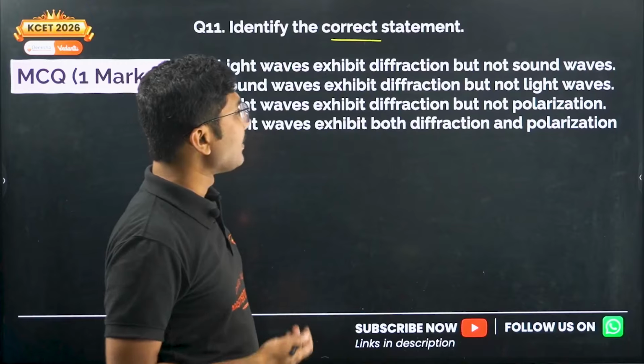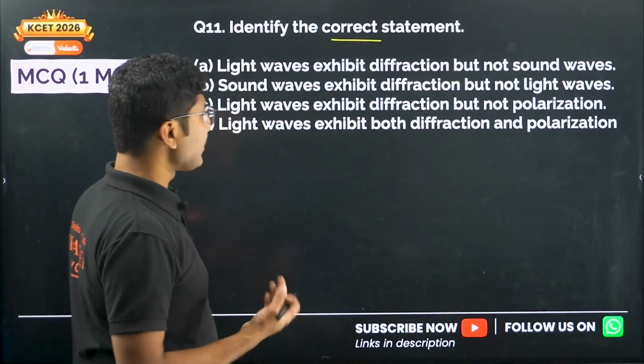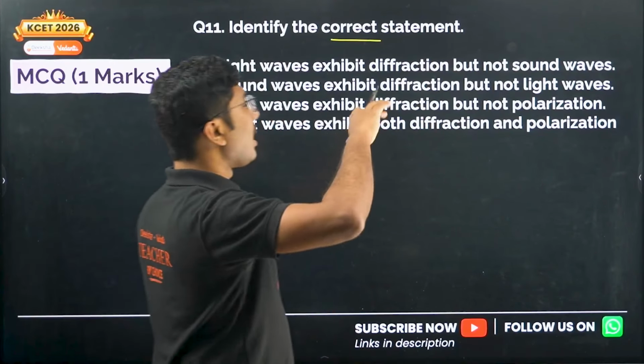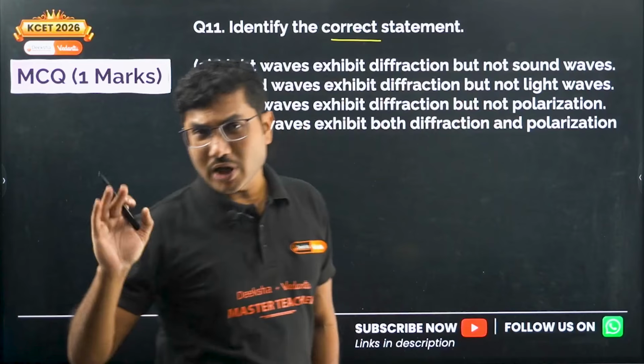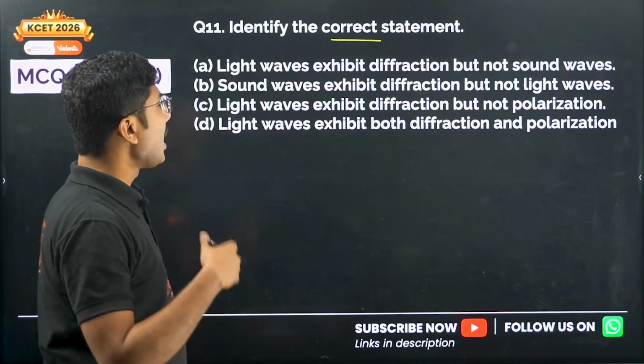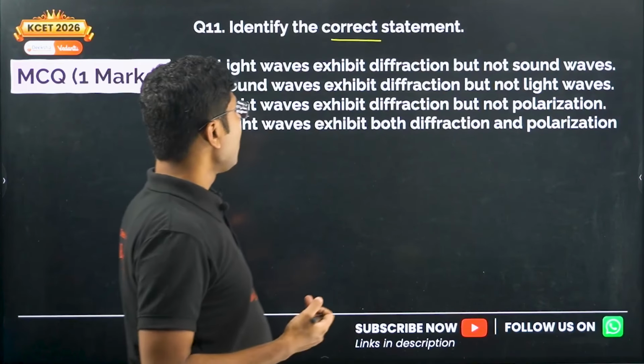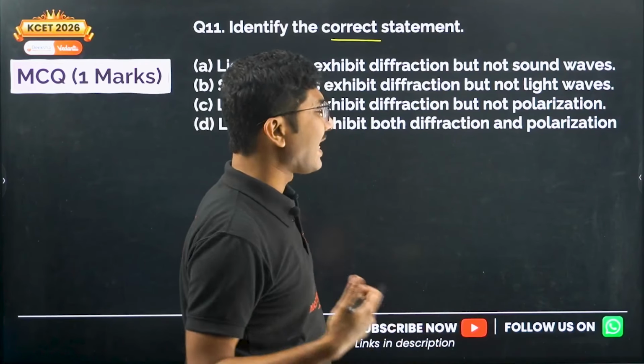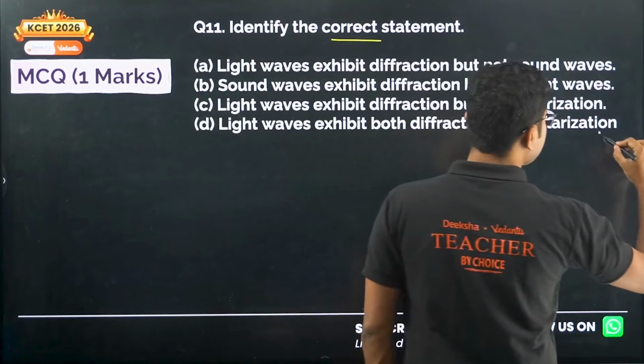Light waves exhibit diffraction but not polarization. Now light waves do show diffraction as well as polarization. Sound waves do not show polarization. Light wave exhibits both diffraction and polarization. This is the correct statement.